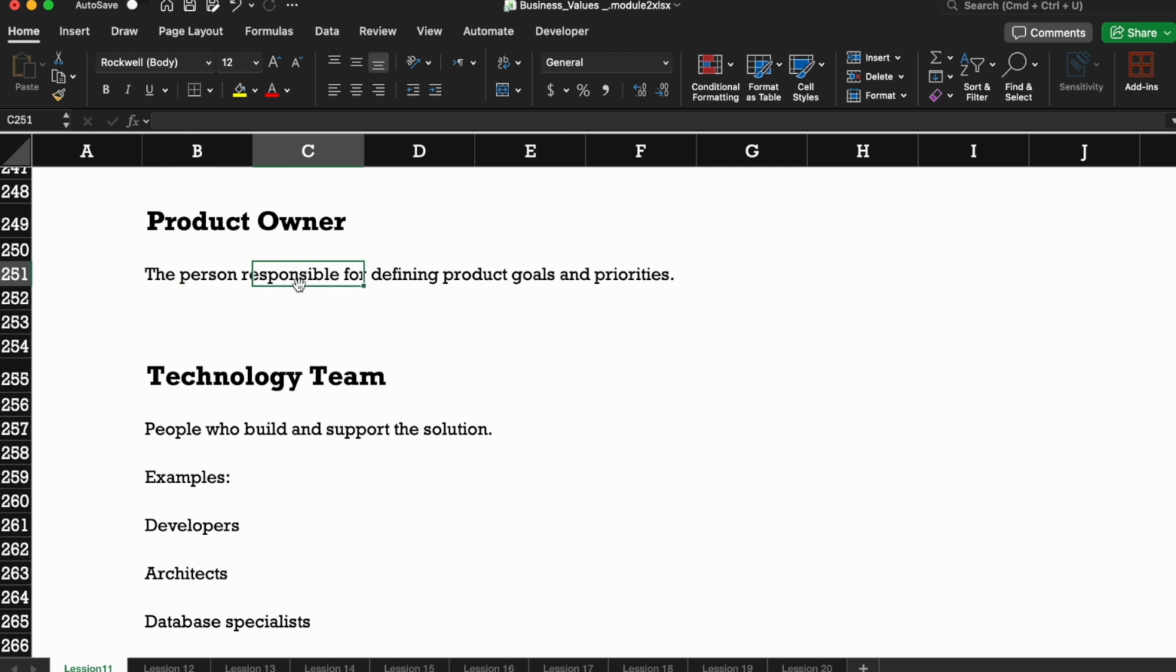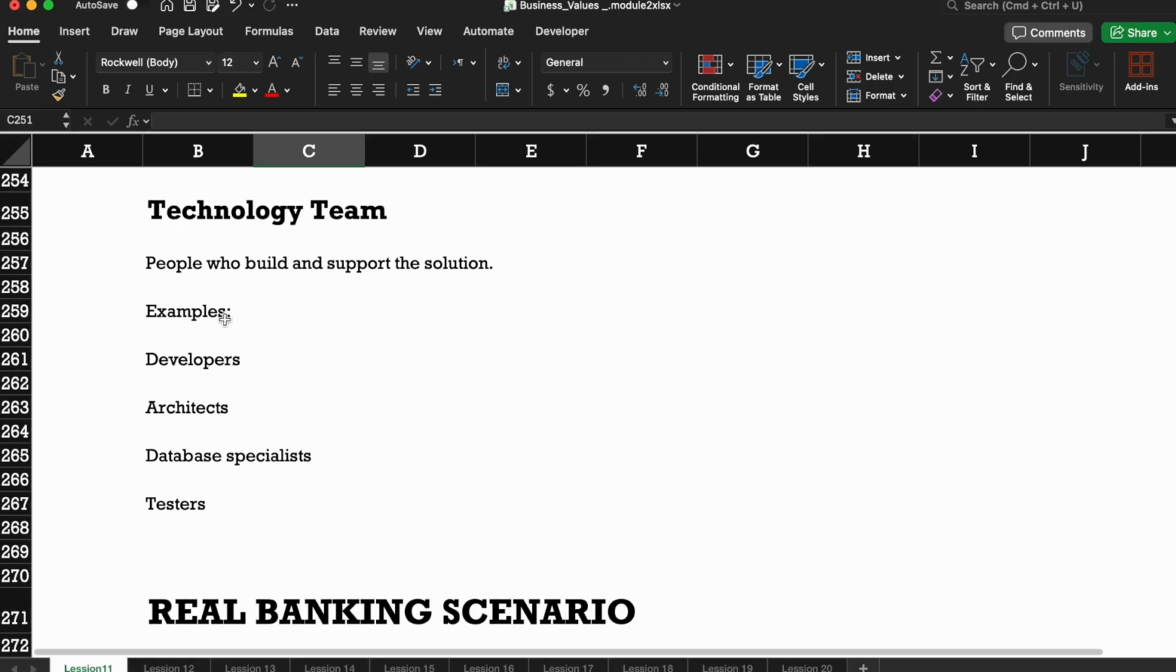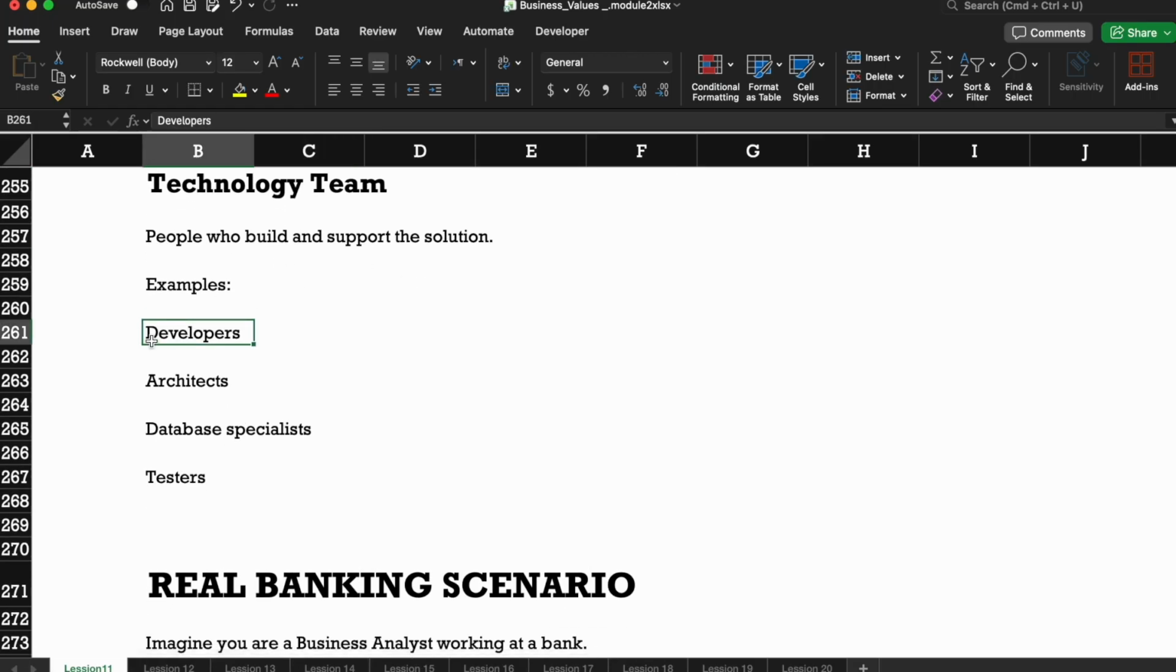Okay, so the technology team, people who build and support the solution. Example, developers. This is the team you are going to work with. There will be developers, solution architect, design people, database specialist, testers. Okay, so these are the people.